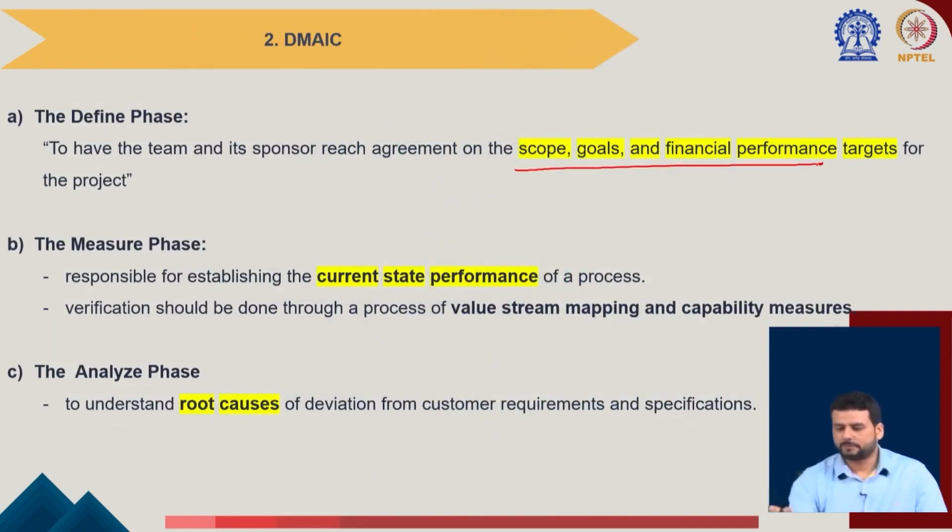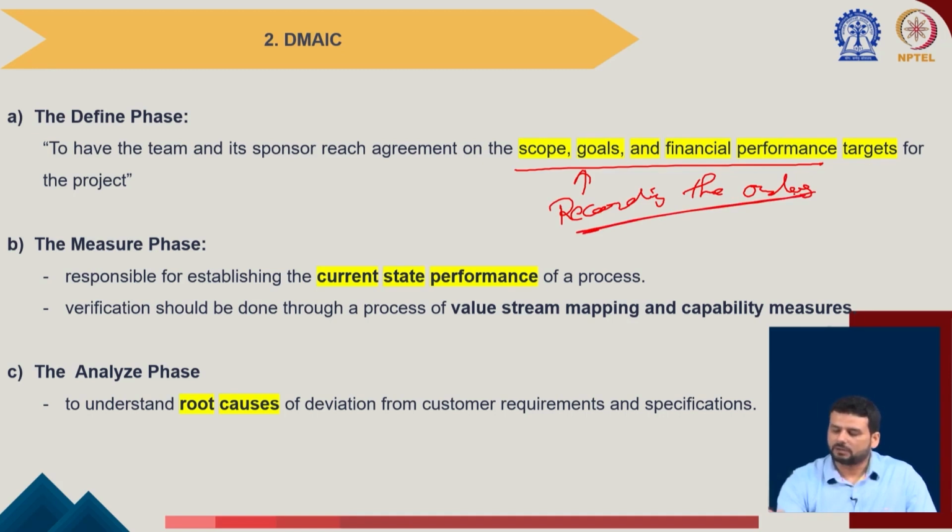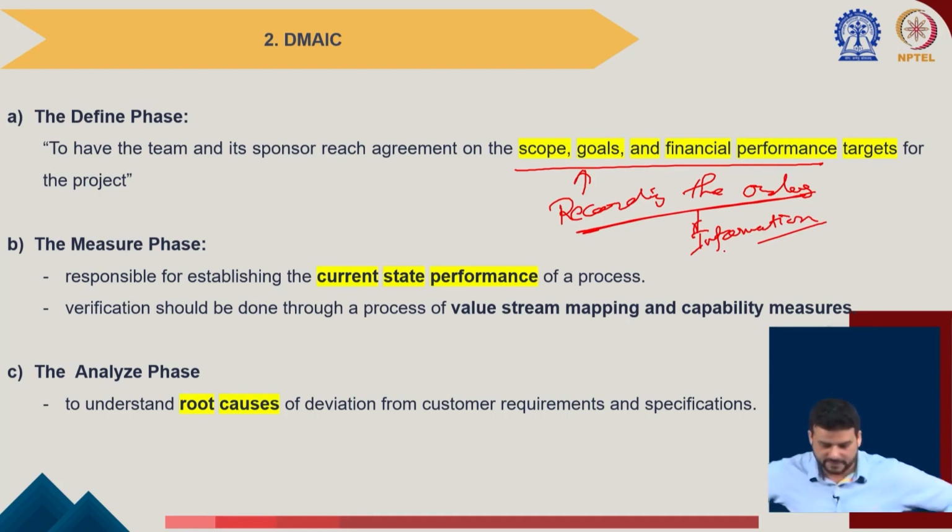You will define scope, goal and financial performance targets where you want to improve. We want to improve the recording the orders process. So when we are recording the order, some customer information is missing, so that's why we are not able to provide the exact services required by the customer.